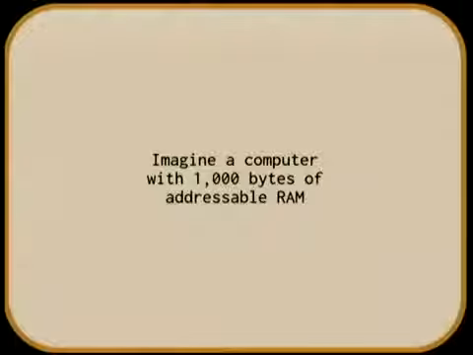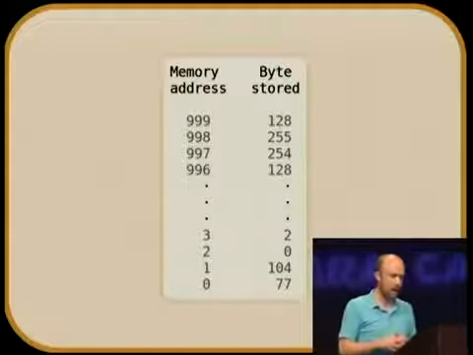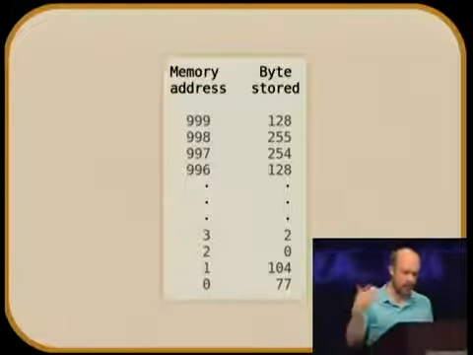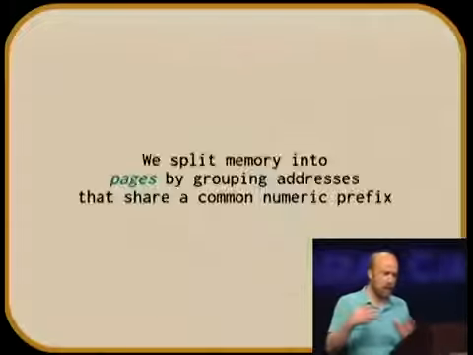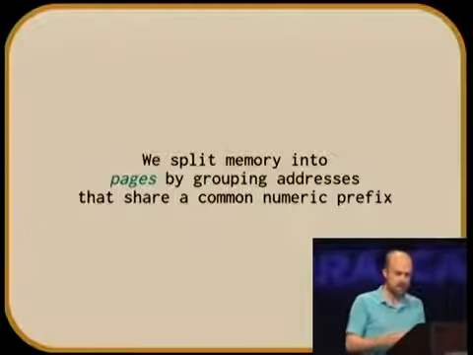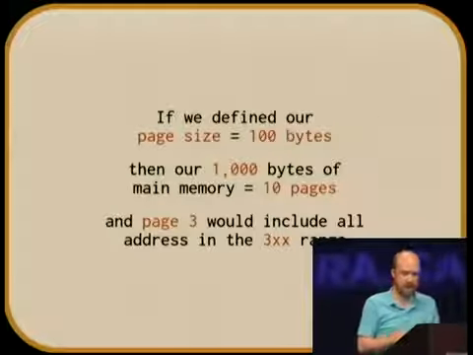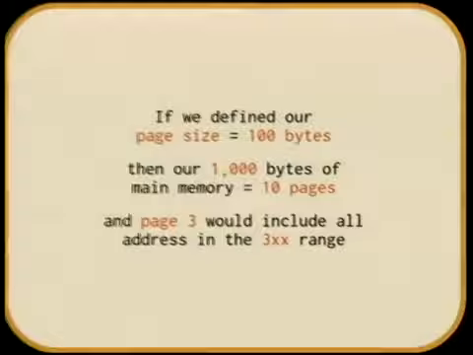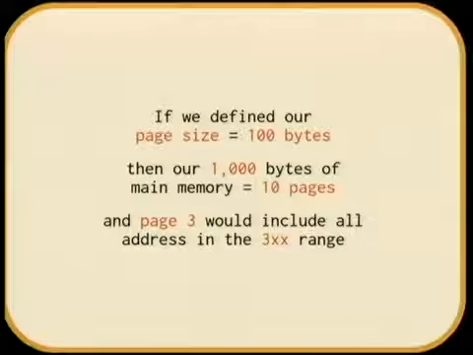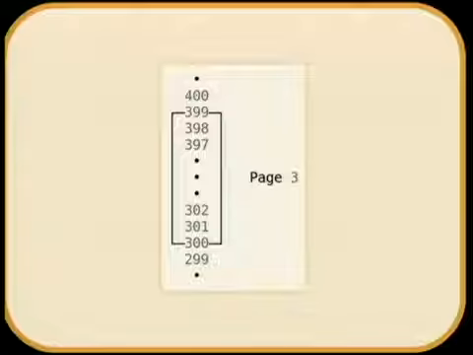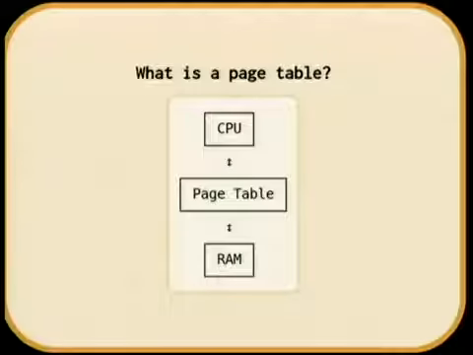Welcome. Congratulations for slugging it out and making it all the way to the very last talk slot at PyCon. Let's get started. Imagine, if you will, a computer with 1,000 bytes of accessible RAM, numbered 0 through 999, each storing a byte. We can split this memory into pages by grouping together addresses that share a common prefix. If, for example, we want a page size of 100 bytes, so our 1,000 bytes of main memory are 10 pages, then page 3 would include all of the addresses that begin with the number 3, 300 through 399.